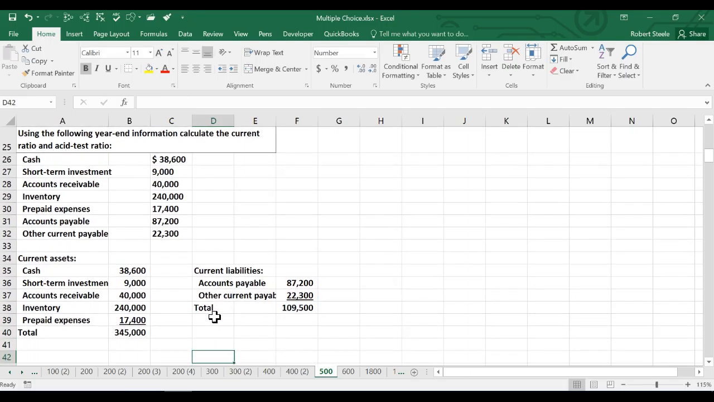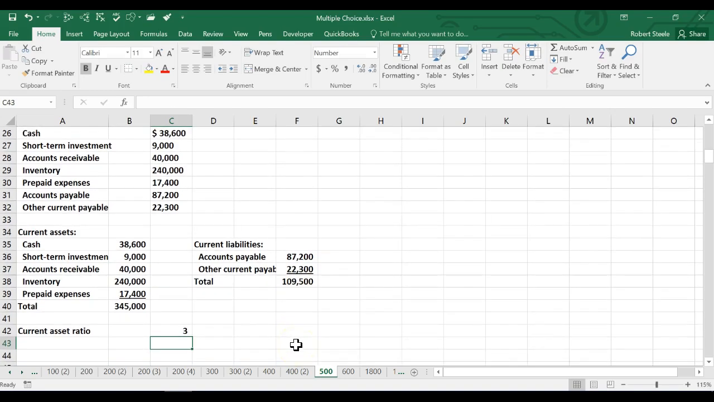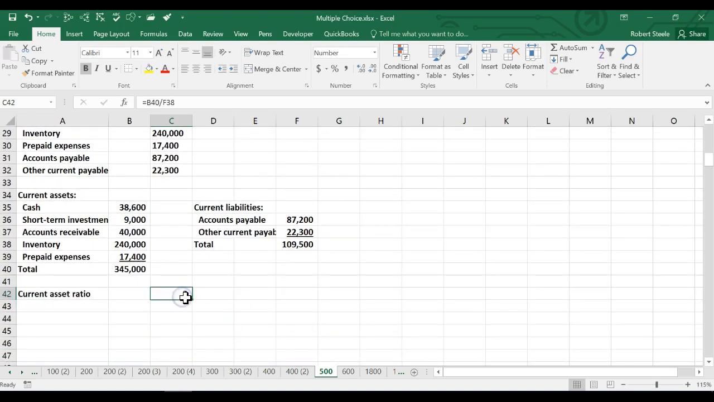And so if we were to calculate the current ratio, we would just take the current assets divided by the current liabilities. So that's going to be equal to the current assets, this 345,000, divided by the current liabilities, 1,095. And so that's not quite 3 because we need to add some decimals. We do that by going to the home tab, number group, and increasing the decimals.